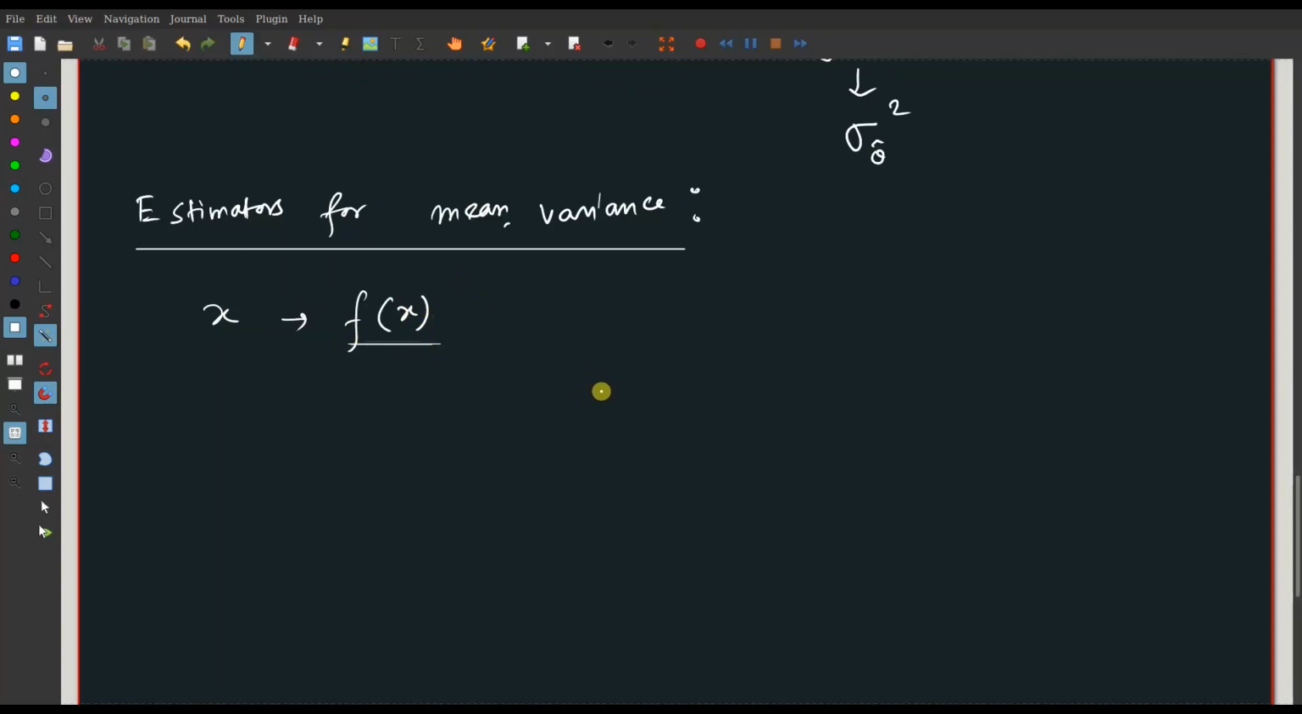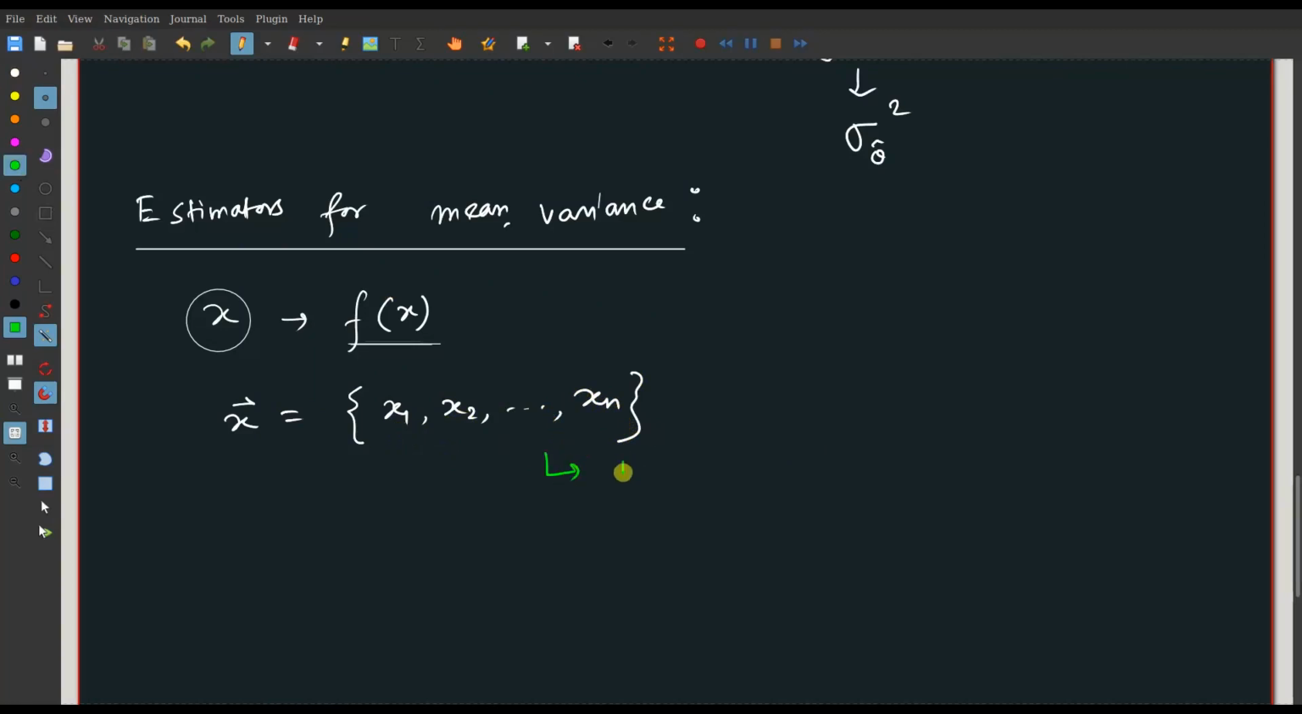Someone comes and gives you, hey, I have made n independent measurements of this x, and I have gotten these values. So this x equals x1, x2 up to xn. And he asks you, can you tell me what can be the mean value of this distribution from these values? What is the mean? What can you say about the mean?